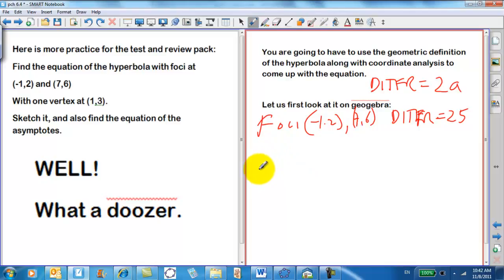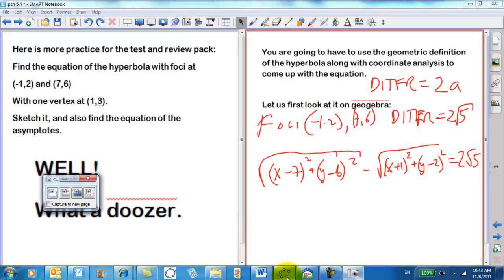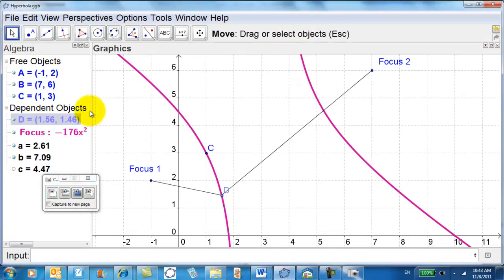So the distance between those, so the square root of x minus 7 squared plus y minus 6 squared, minus the square root of x plus 1 squared plus y minus 2 squared, that has to equal the ditfir, which is 2 times the square root of 5. Okay, now all I have to do is expand that out, and our goal is to eventually reach what we see here in GeoGebra as the algebraic answer, and that's right here.